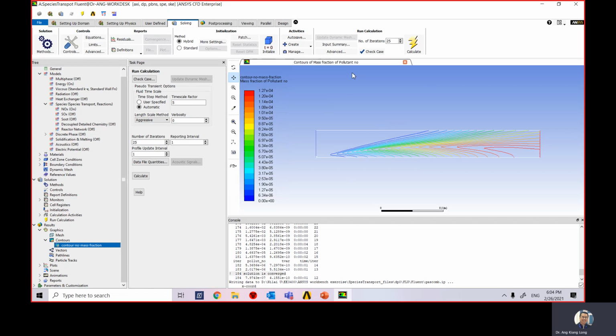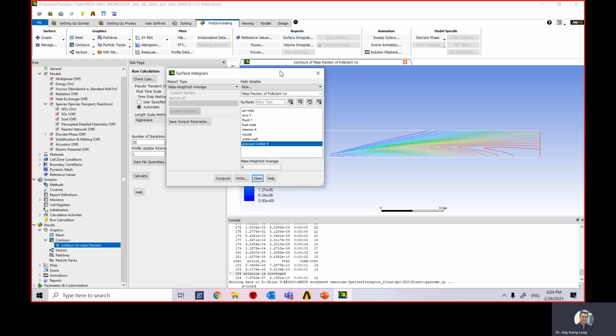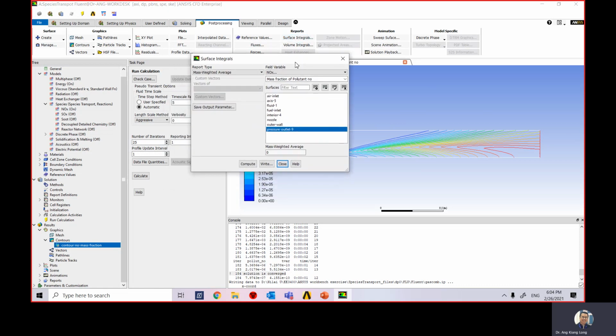Now the next step is that we want to compute. Again, ask the computer to give you some value about something. So you go to post-processing, report. We're going to surface integral again to ask the computer to compute for us the average. Yeah? Average. So let's go here and mass weighted average for the report type.